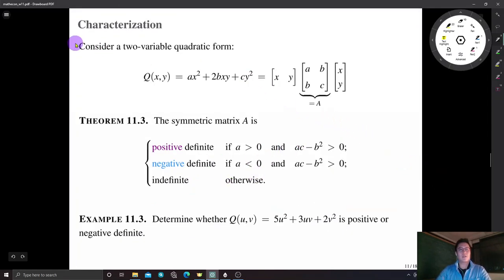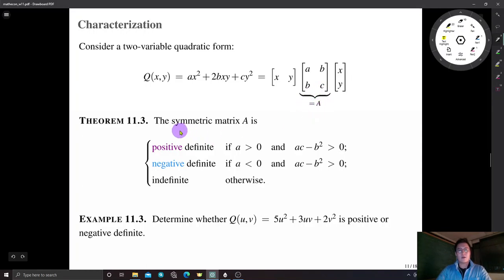Okay? So once again, we have a two variable quadratic form, ax squared, 2bxy, cy squared. It can be written in terms of matrices like this. Okay? The coefficient of x squared comes first, and the coefficient of y squared is going to be the last entry, and we have 2b, so half of that will be the off diagonal entry. Right, and then let me call the matrix in the middle matrix A.